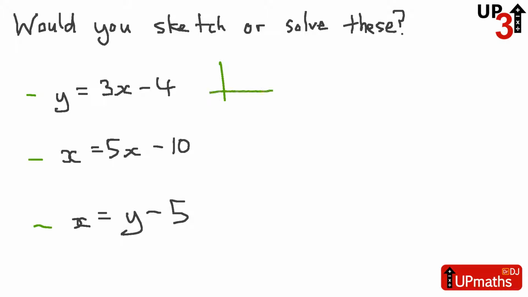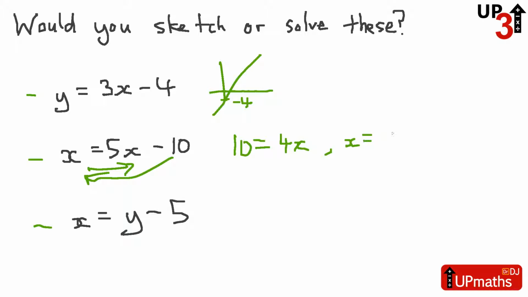I think the first one is just saying sketch it, and that would look like that, passing through minus 4, because it's just y equals a function of x. The next one, I'm thinking that just means solve. I'm going to move that to the right and then move that to the left. So I end up with 10 equals, I'm minusing x from both sides, so 4x. So x equals 10 over 4, which equals 5 over 2. That will do as an answer.